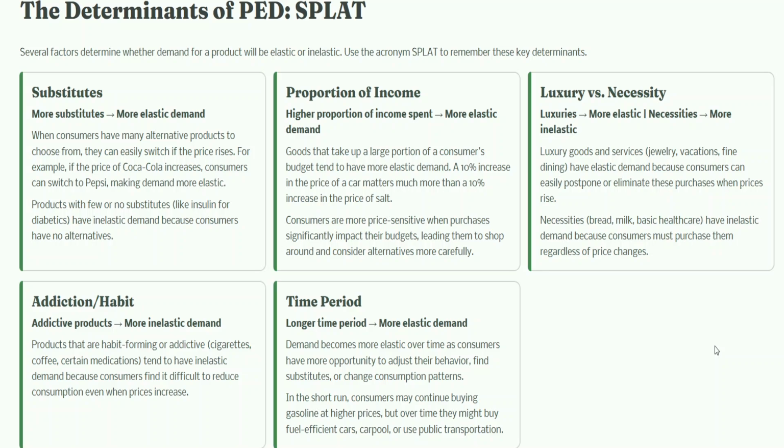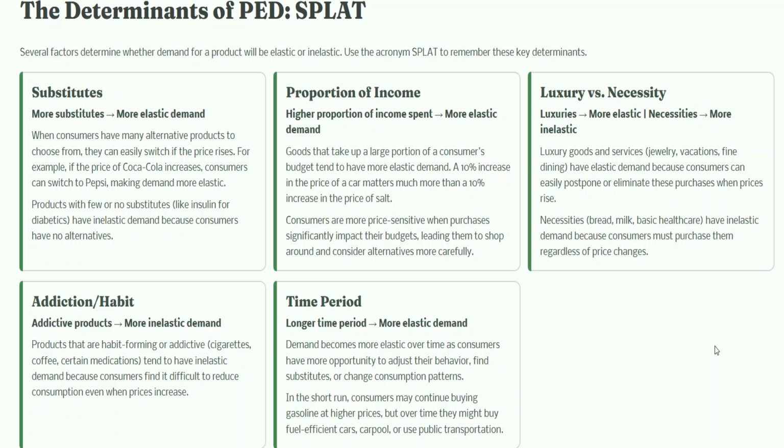2. P. Proportion of income. The larger the proportion of your income a good takes up, the more elastic is demand. You will be very sensitive to a 10% price change on a car, but you probably won't even notice a 10% price change on a box of salt. 3. L. Luxury versus necessity. Luxuries, like sports cars, tend to have elastic demand, as you can easily do without them if the price rises. Necessities, like essential medicine or gasoline for your commute, tend to have very inelastic demand, as you have to buy them regardless of the price.